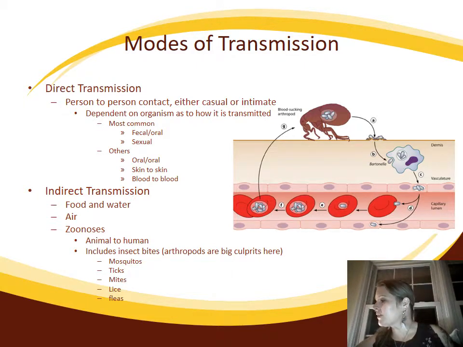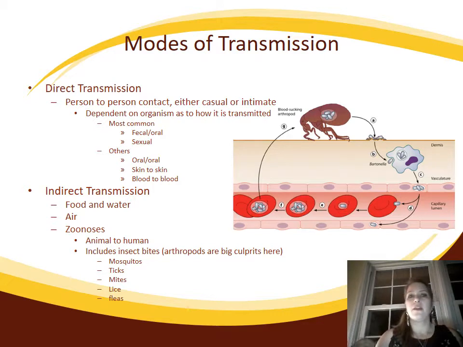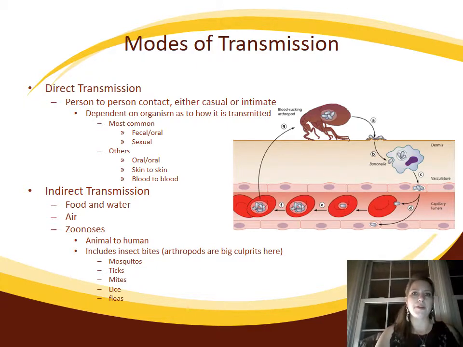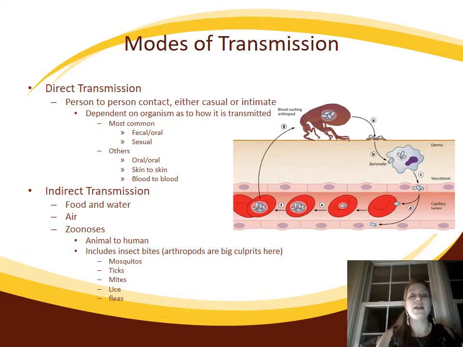Now, there are two ways of transmitting disease. There is direct transmission and there is indirect transmission. We started to talk about this a little bit earlier. Person-to-person contact, whether it's casual or intimate, so whether it's just me touching your hand or me kissing somebody, person-to-person contact is going to be a mode of quote-unquote direct transmission.